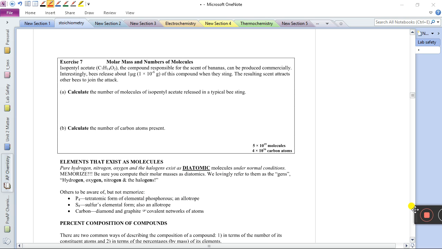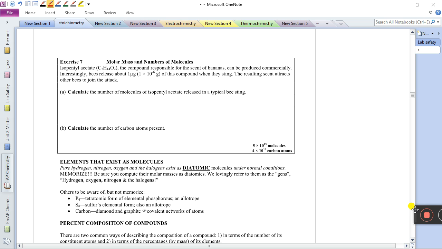Molar mass and number of molecules, because this is some longer calculations. Isopentyl acetate is the compound responsible for the scent of bananas, which can be produced commercially. Bees release about 1 microgram of this compound when they sting. The resulting scent attracts other bees to join the attack.